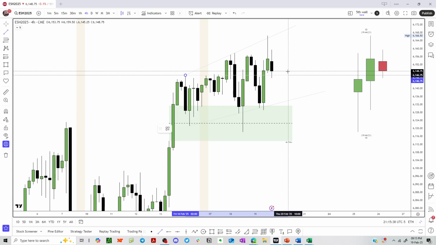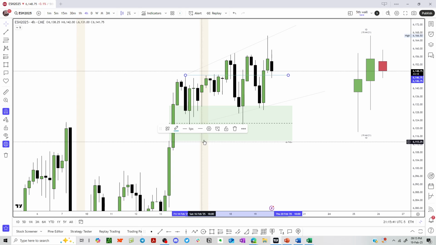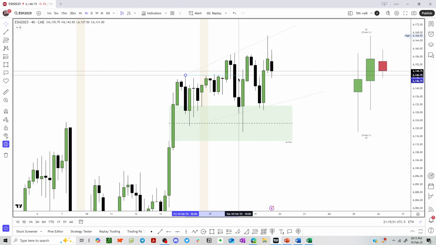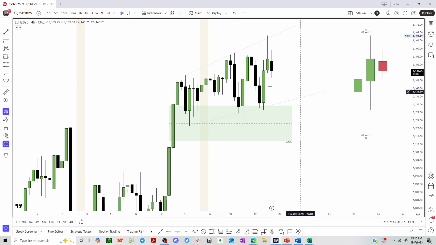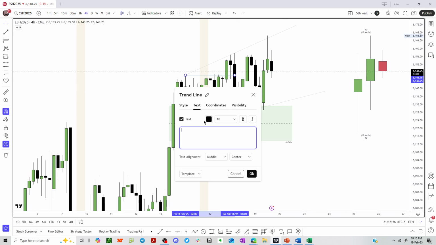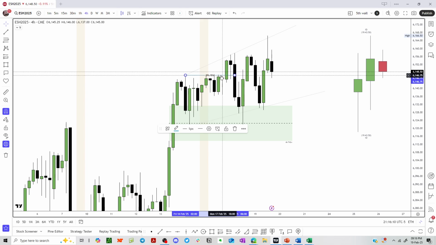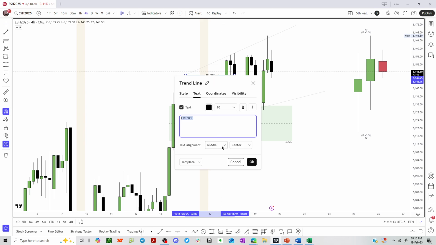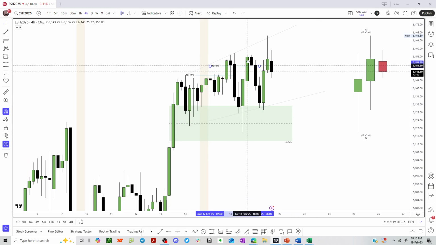Then we do this here. This would be your external range liquidity. Previous swing highs and swing lows. So in this case, this would end right here. So we're gonna call it external range liquidity. And it's also sell side, buy side liquidity.